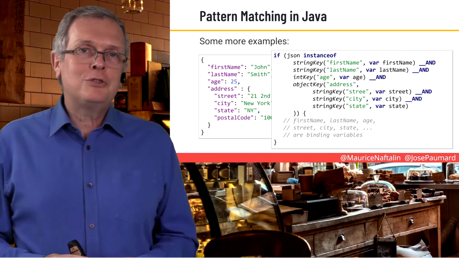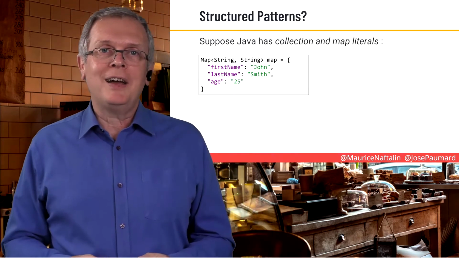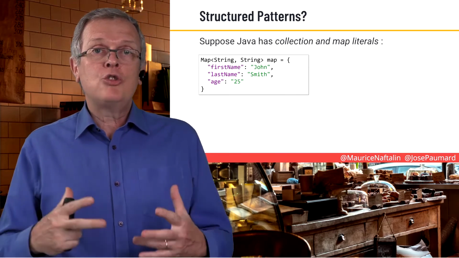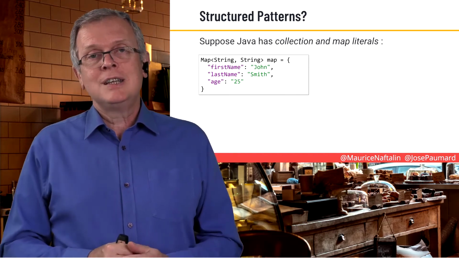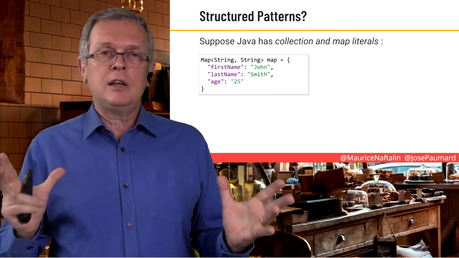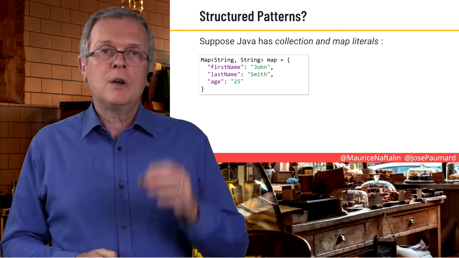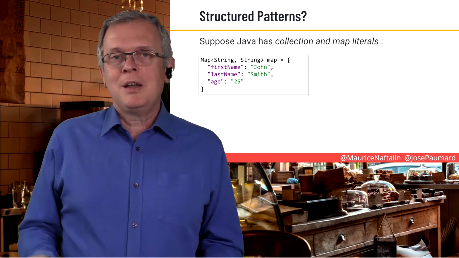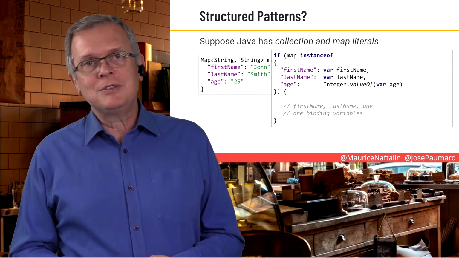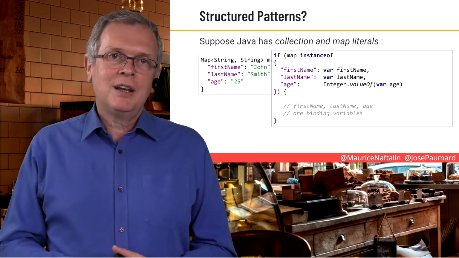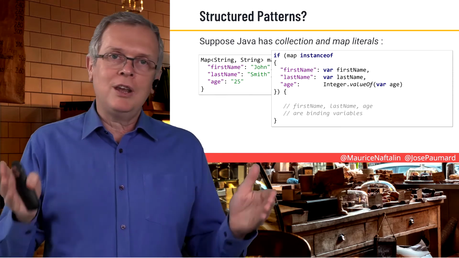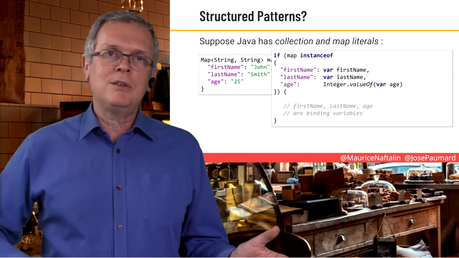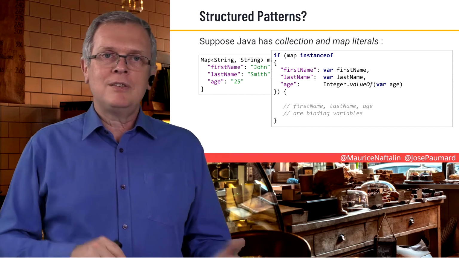One last example: suppose one day, we can still dream about that, Java gets map literals, meaning that you will be able to create a map with this kind of pattern. Here we have the key-value pairs directly written between curly braces. Well, if you have that, you could imagine also some pattern matching with binding variables in this kind of pattern. So having map instanceof, and just between curly braces, right? Okay, if there is a key, first name, then bind the value bound to that key in this binding variable. Same for last name and same for age.